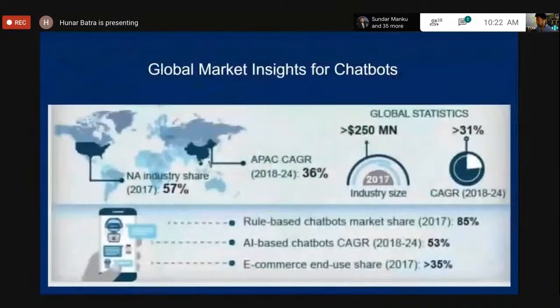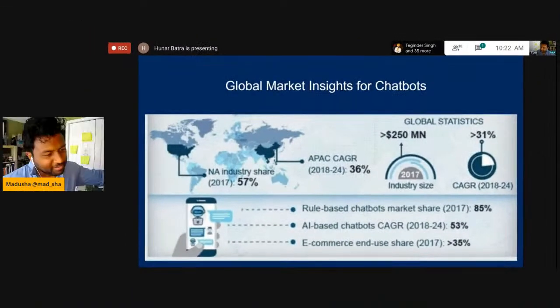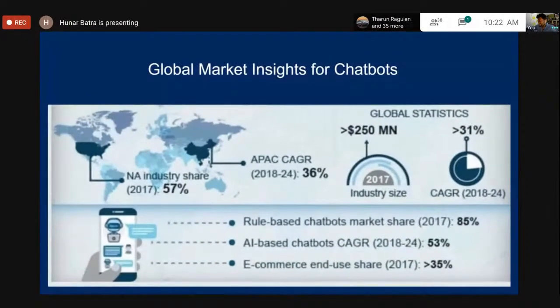I think these numbers might have already hit some targets due to COVID. Yeah, this is from a report that was published before COVID. Before COVID, yes.